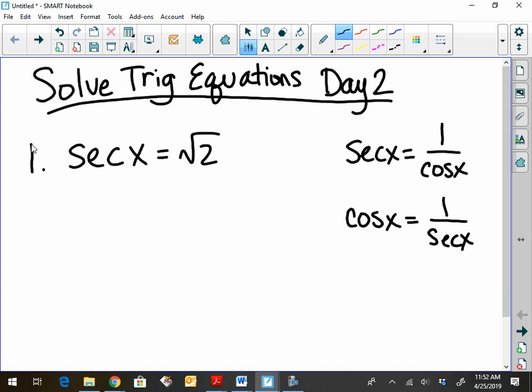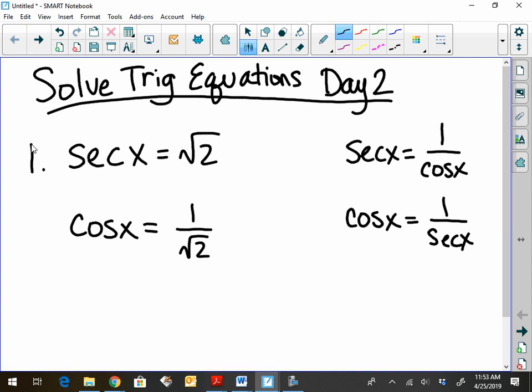So I know secant is 1 over cosine, so I could do 1 over x with my unit circle. But I want to write this in terms of cosine because it's just easier for me to understand that way. So if this equals cosine, and cosine is 1 over secant, and secant equals square root of 2, then I can say that cosine equals 1 over square root of 2. Okay? So I'm just substituting those things in.